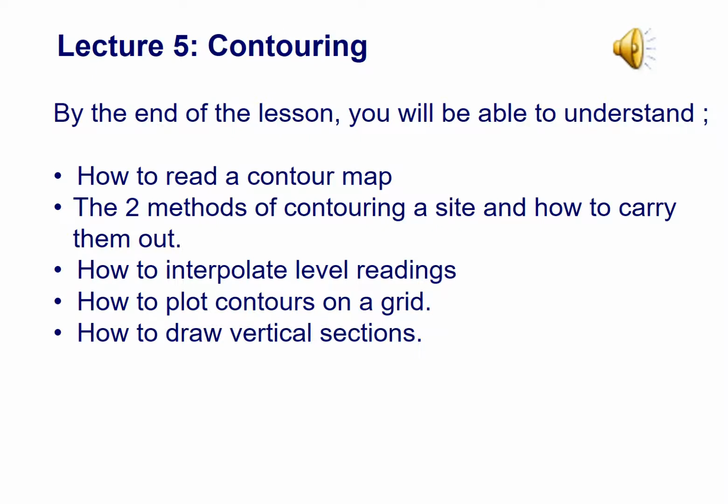So the learning outcomes for this lesson. By the end of this lesson, you should be able to understand how to read a contour map, the two different methods of contouring a site and how to calculate them, how to interpolate level readings, so when you carry out spot levels on a site, how you're able to calculate where the contours appear and how to plot those contours on a grid, and finally how to draw vertical sections.